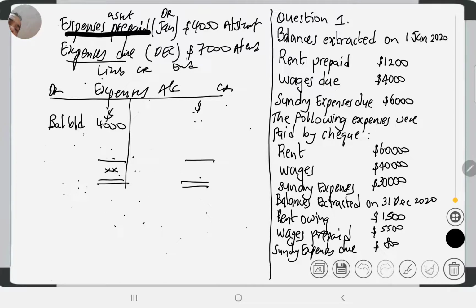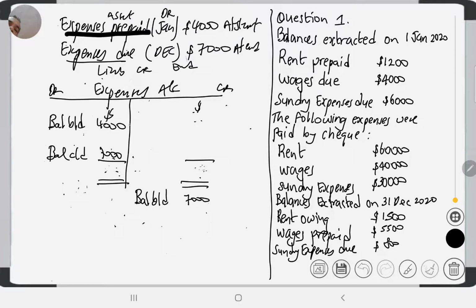This is called the total. So below the total on the credit side, because expenses due is a liability, so it will be on the credit side. Balance BD, how much? 7,000. And this one you will have to copy it again. Balance CD, 7,000. So how to record balances?